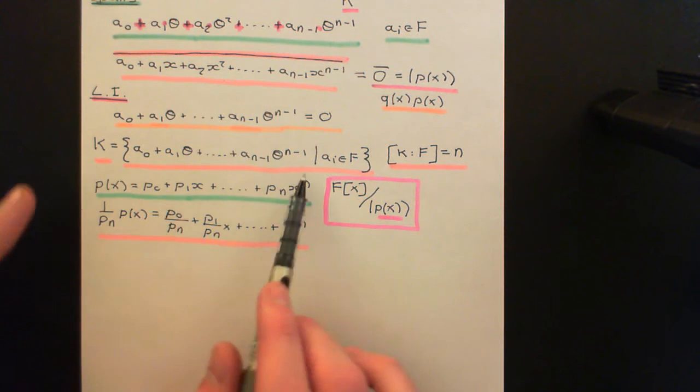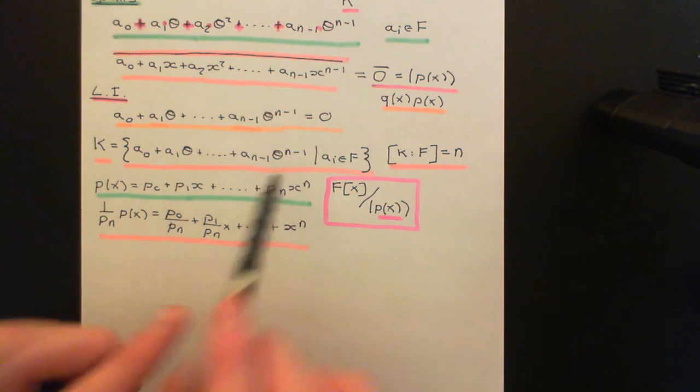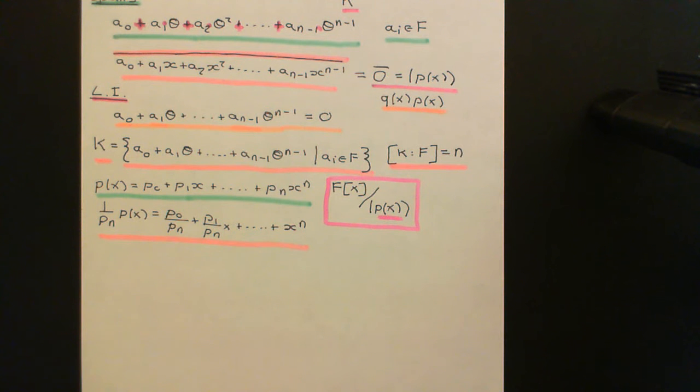Indeed, we know that 1, theta, all the way up to theta to the power of n minus 1 forms a nice basis for our field extension K, viewed as a vector space over the subfield F. Okay, so now let's explore how we actually add two elements together.